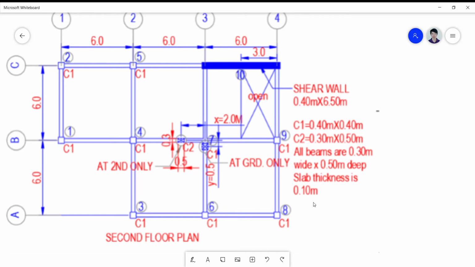Okay, so the beams are all 0.30 and 0.5 meter deep, and the slab thickness is 0.10, which simply means that the mass of the entire area is distributed fairly and uniformly all throughout the slab system. And there's an opening here, which is, I think, used for the purpose of a stair access from the ground to the second floor. And there's also a shear wall here, which is 0.40 meters thick and 6.5 meters long.